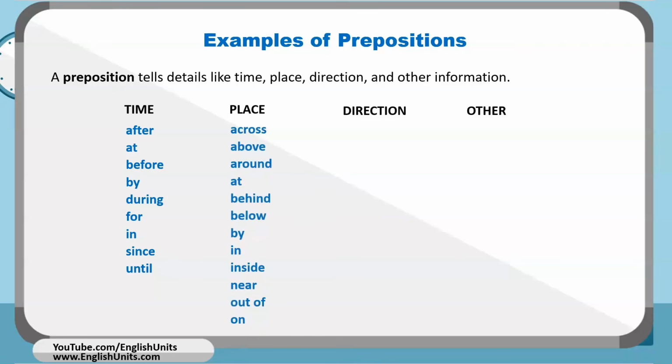Prepositions that tell place explain where something is located or happened in a sentence. Examples include across, above, around, at, behind, below, and so on. Prepositions that tell us direction tell us where something is going or coming from in a sentence versus just where it's located. Examples of these include away, down, from, into, off, onto, and so on.